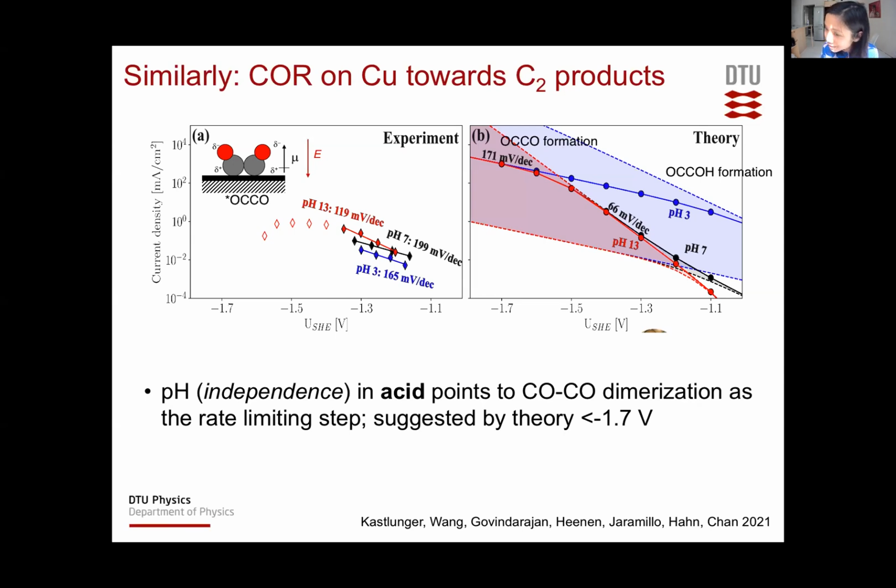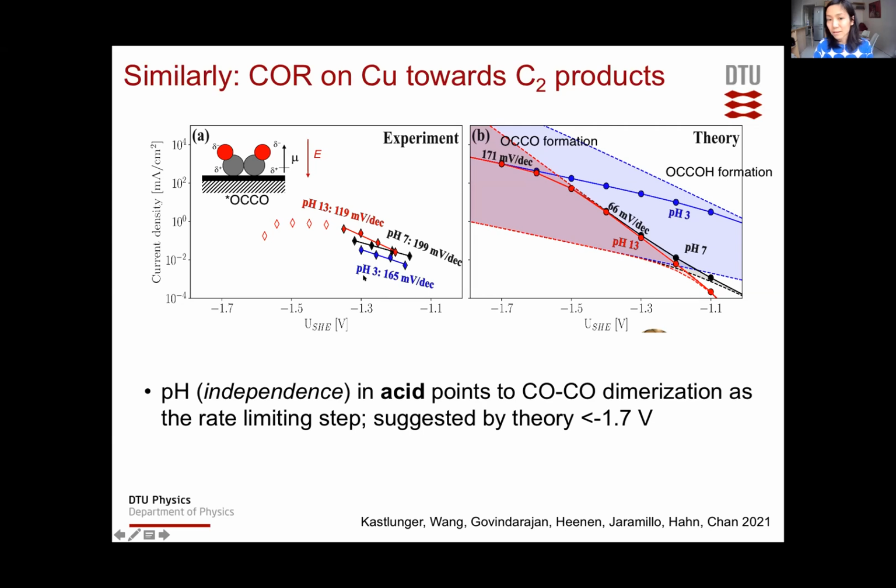There's several orders of magnitude difference, and the standard GGA uncertainty is actually indicated by these boundaries here, so it spans several orders of magnitude. And this is really the best one can hope for. What we do find in theory is that at some high overpotential region, we are indeed limited by OCCO formation, which does not have a pH dependence, but that at lower overpotentials, it could be that we have a pH dependence. And perhaps if we are able experimentally to reach this lower potential region, we would be able to see this result as well.